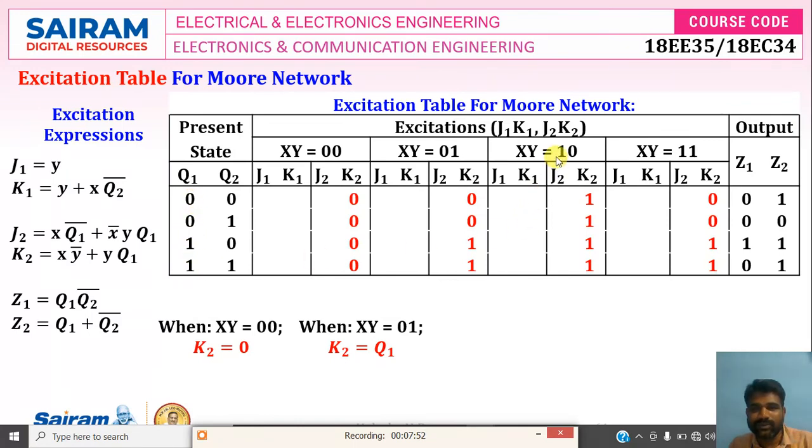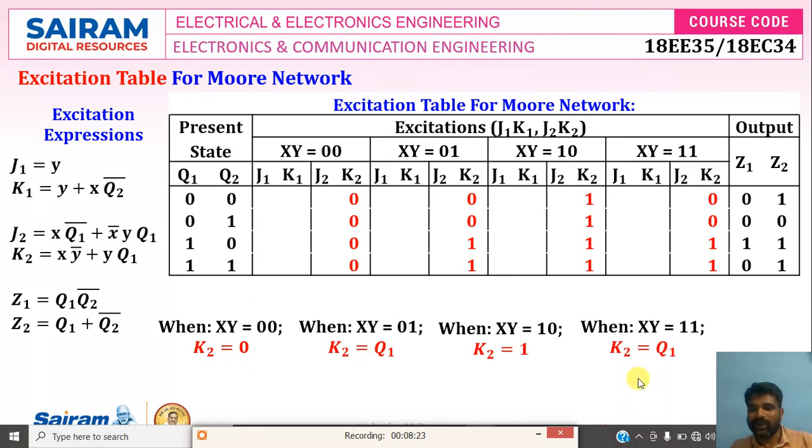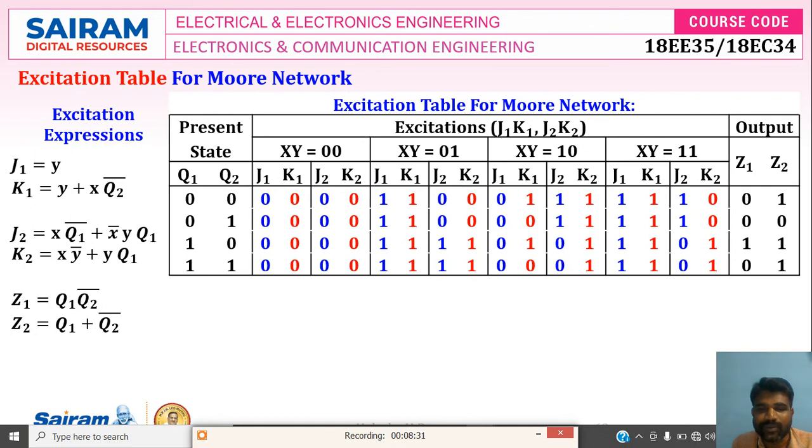Okay. So when you substitute 1, 0, first term will be present. Means x is equal to 1, y bar is equal to 1. So second term is 0. So it is always 1. And when you substitute xy is equal to 1, 1, first term is absent, means 0 because y bar is 0, and second term will be present. So it is Q1. See, same as Q1. 0, 0, 1, 1. Is it clear now?